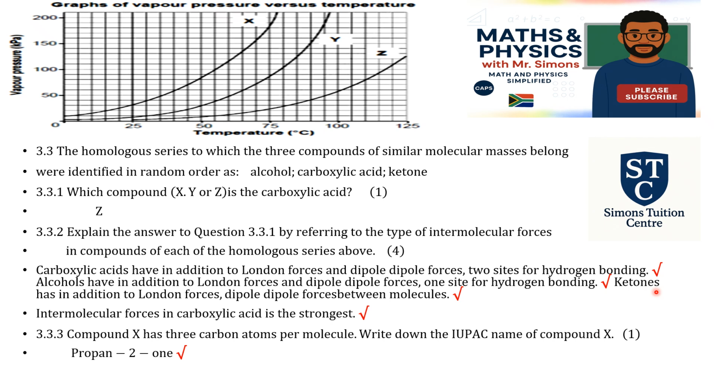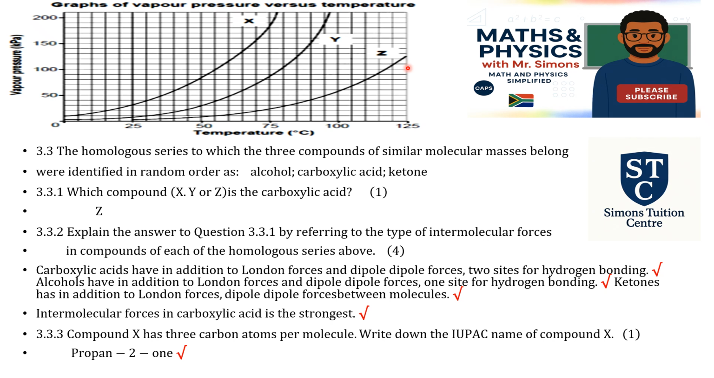So if you relate the amount of energy to boiling point, Z there is the highest boiling point, so therefore that must be a carboxylic acid. Y is second, so that's my alcohol, and X there would then be my ketone. Alright? So intermolecular force in carboxylic acid is the strongest, therefore highest boiling point.